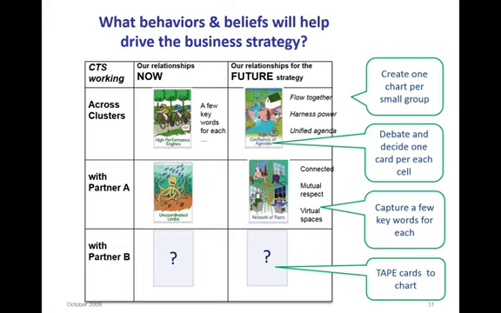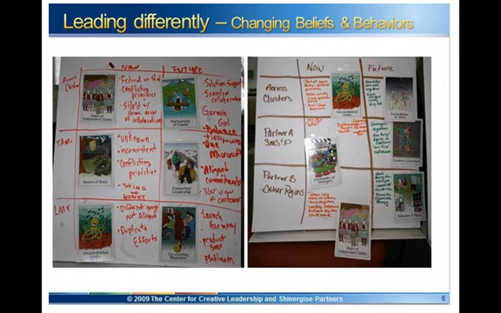So here are the instructions we gave them. We split them into small groups, each one to create one chart. Pick your cards and debate and decide one card for each cell. That's an interesting task. Everybody has chosen different cards, but they need to debate and decide on one card per cell. And then we asked them to capture a few words that go along with the card. That's helping them make sense of things.